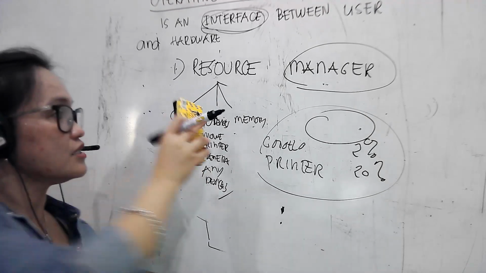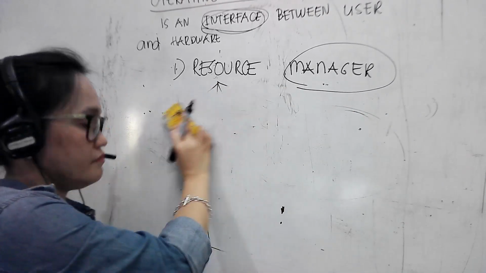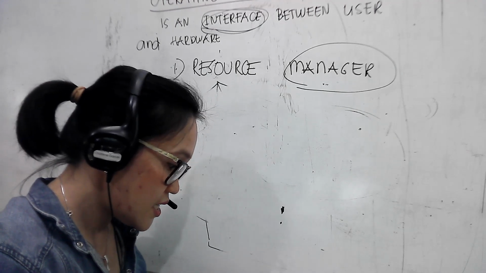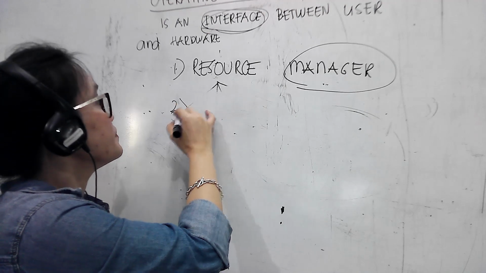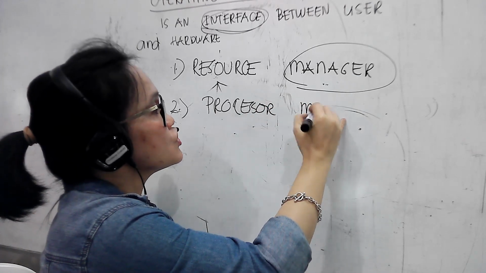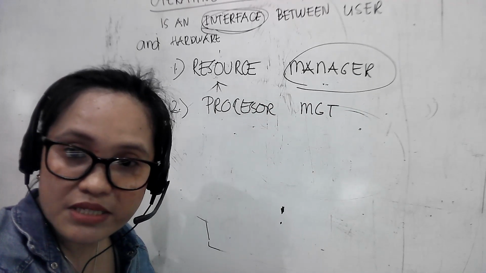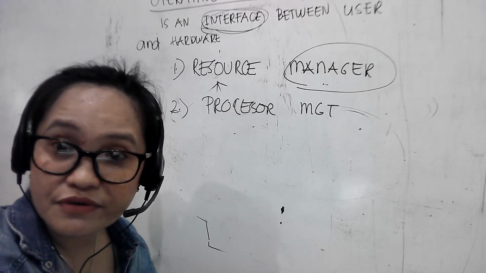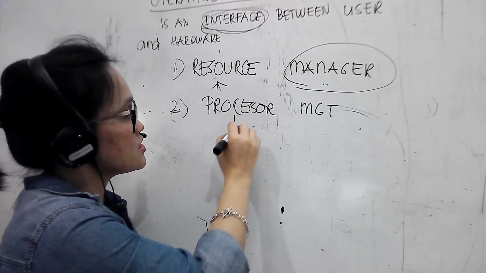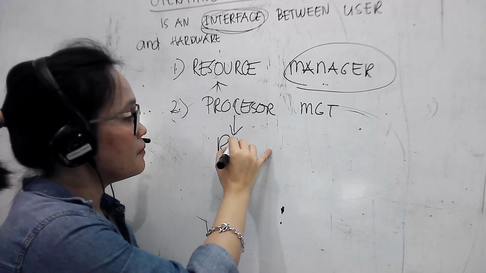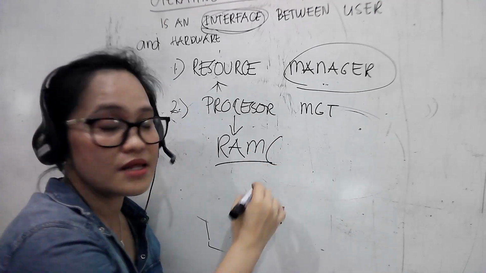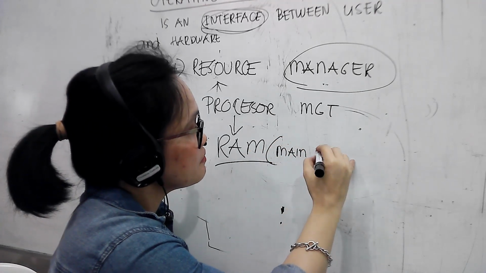Okay? Now, the second one is processor management. So the OS is also responsible for the allocation of the processes inside your system. So let's say for example, this particularly runs on the RAM. You know what RAM is? RAM is the random access memory, and this is what we call the main memory.